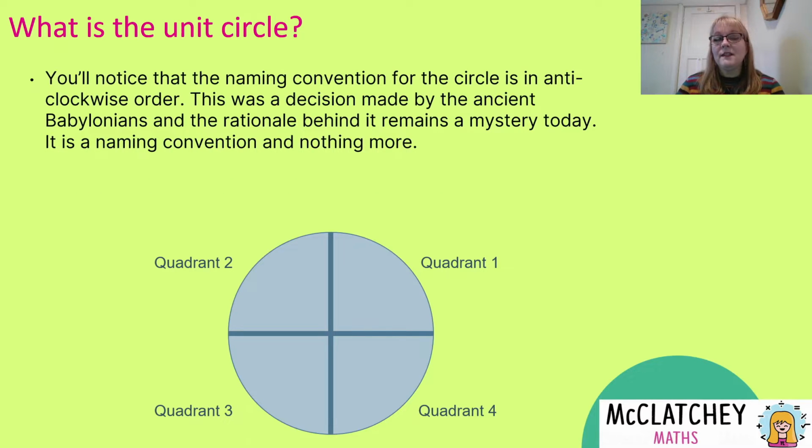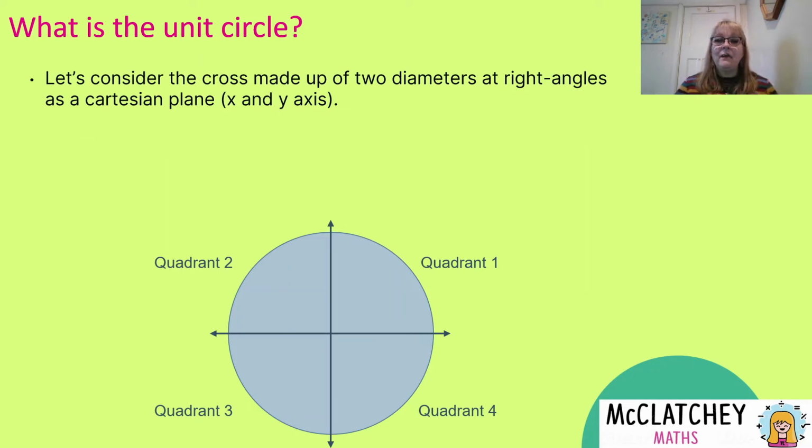Now you'll notice that the convention for naming the quadrants goes round anti-clockwise, and the reason for that is a bit of a weird one. It all goes back to ancient Babylon, who invented the unit circle and a lot of what we do with trigonometry today. We don't know why they named it anti-clockwise. It's just a naming convention, nothing more. But it is important that you remember what each quadrant is called, because that will affect your different values for sine, cosine, and tangent. So let's get into that a little bit more deeply.